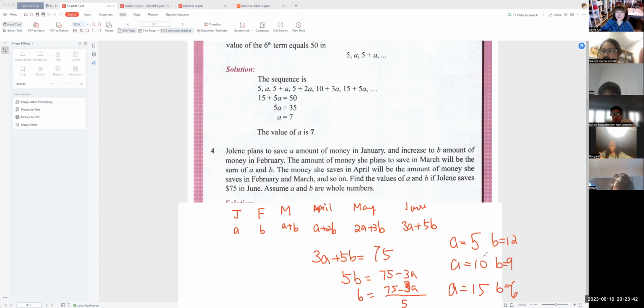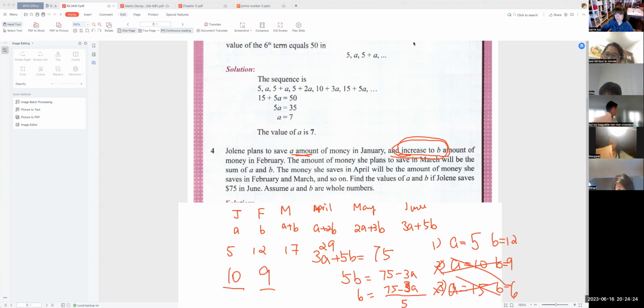Some students might say, teacher, there are 3 different answers, but 2 and 3 are impossible, right? It's because the question says the amount increases every month. A is the first month and B is the second month, increasing to B dollars. So it is $5 and $12, then 17 and 29. That's increasing. And if A is 10 and B is 9, that's decreasing. So these two are wrong.